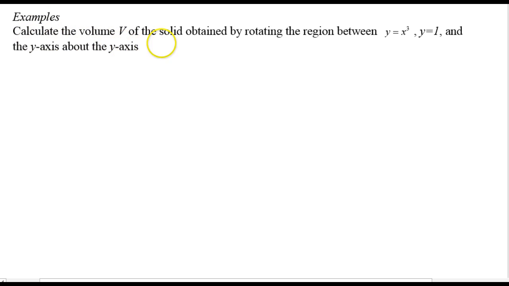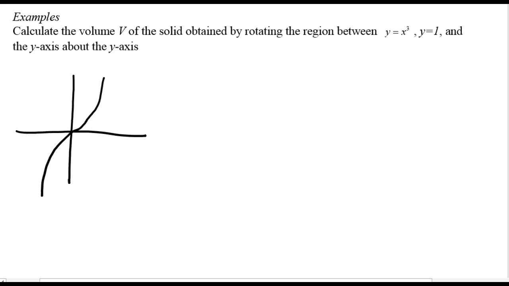Calculate the volume V of the solid obtained by rotating the region between y equals x cubed, y equals 1, and the y-axis about the y-axis. So first we're going to need to draw the region. So the region is bound by y equals x cubed. Let me go ahead and draw an xy plane here. Y equals x cubed looks something like this. It's one of the basic functions. We should know what the graph looks like without a calculator.